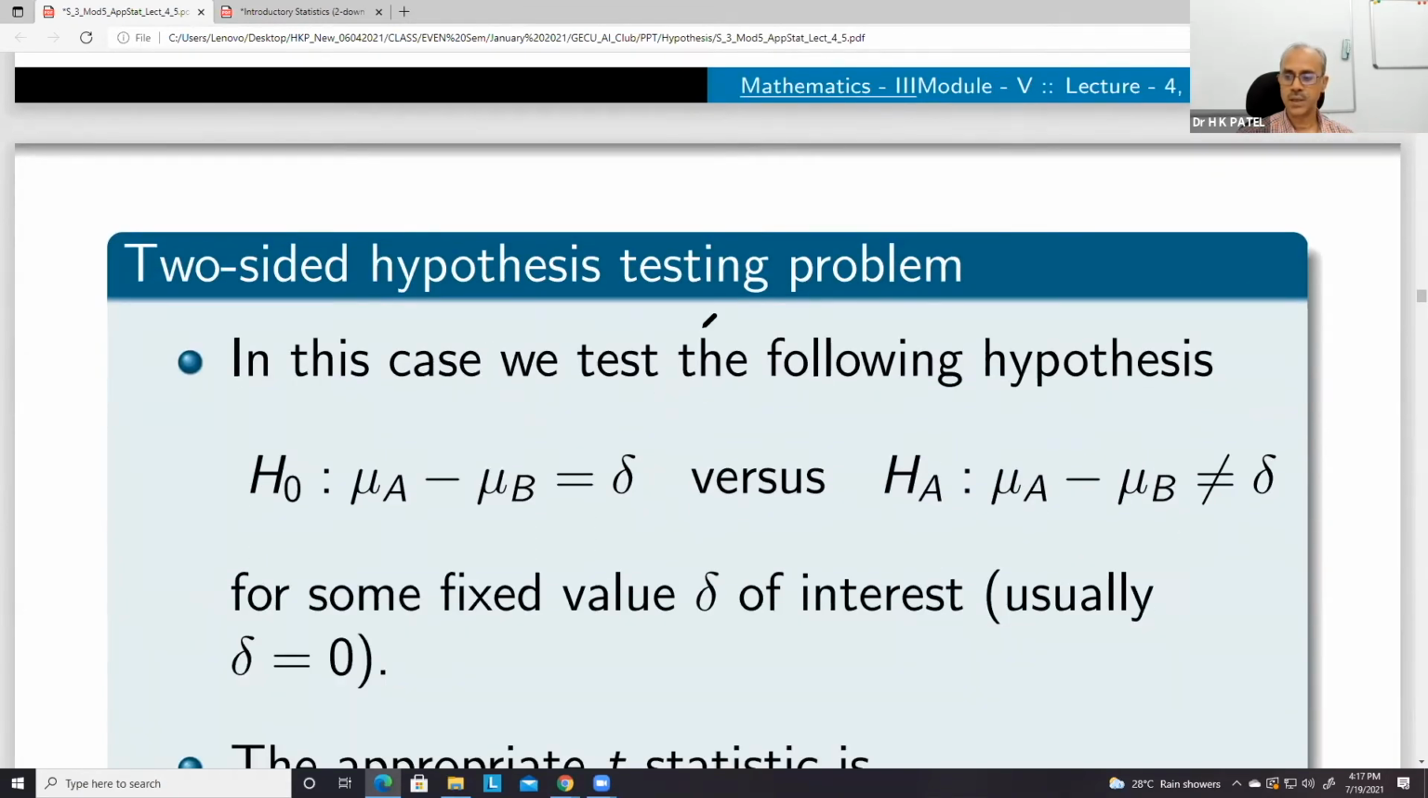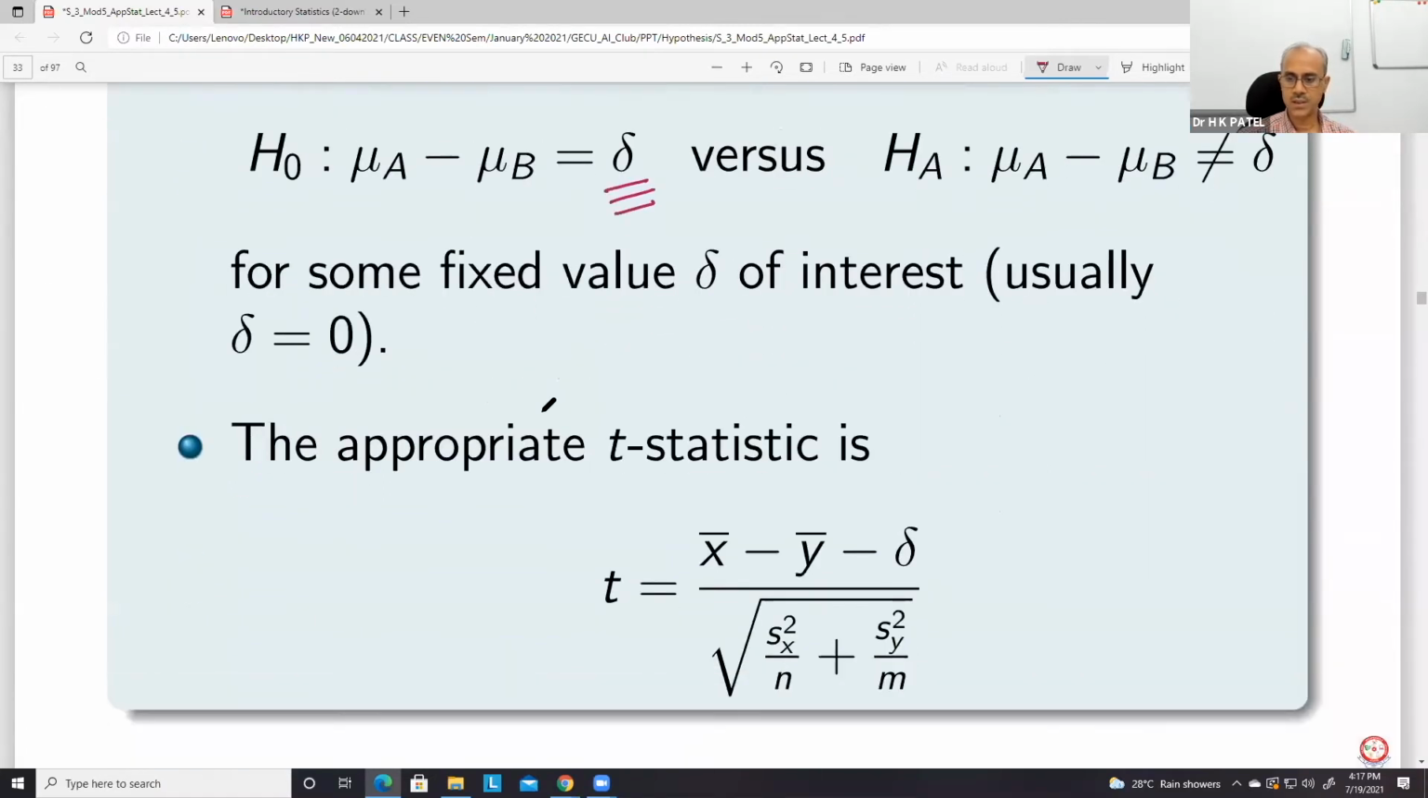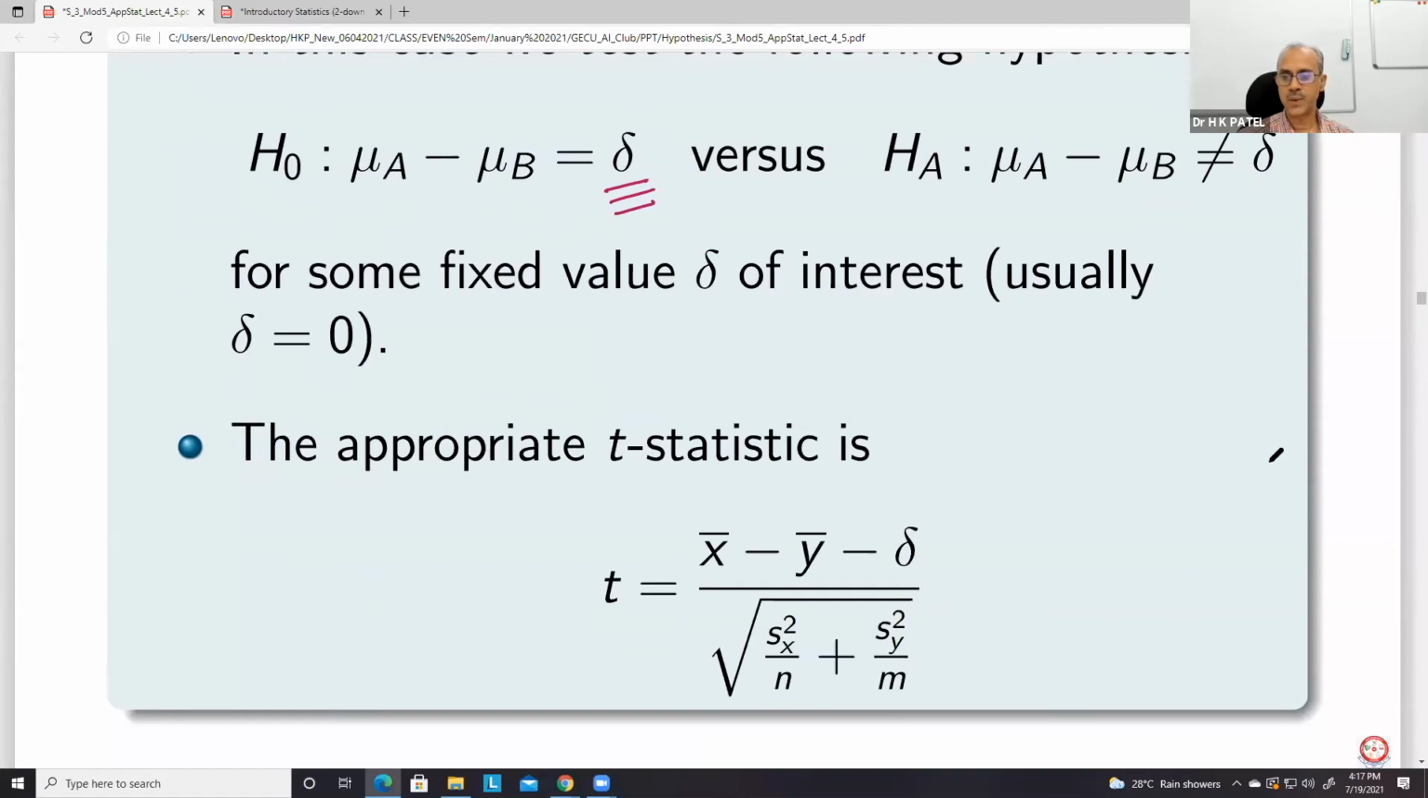So what is our hypothesis space? Let us discuss. Suppose the difference is delta, but most of the time this delta will be 0, and therefore it will be mu a is equal to mu b, and the alternative mu a not equal to mu b. But if in some cases it is equal to delta, no problem, we can use it. So the appropriate T statistic is the same thing as this one.